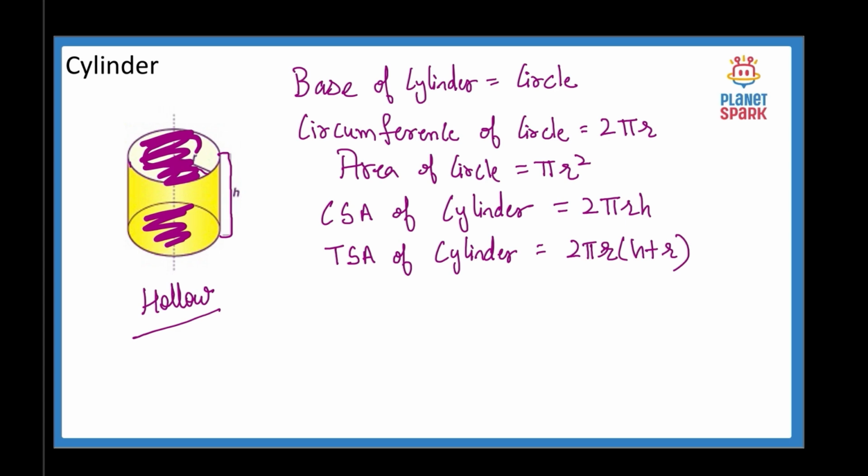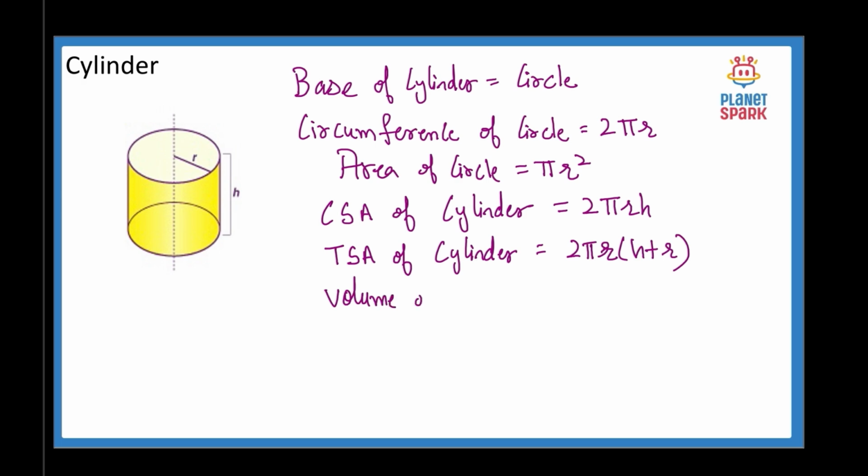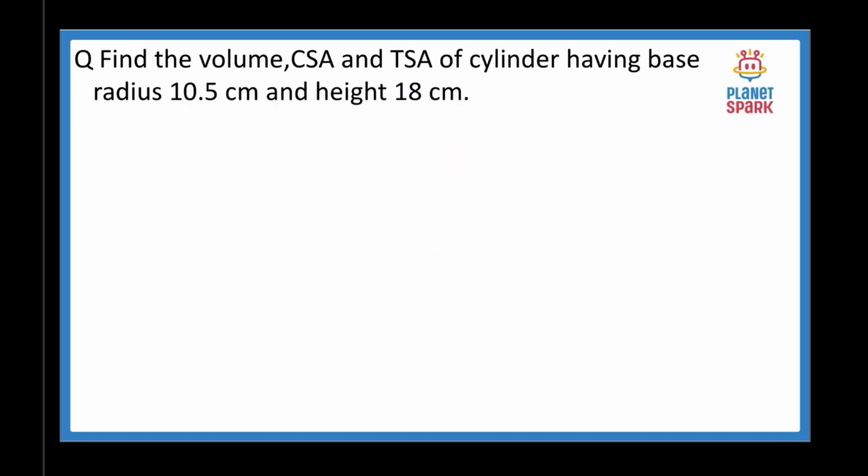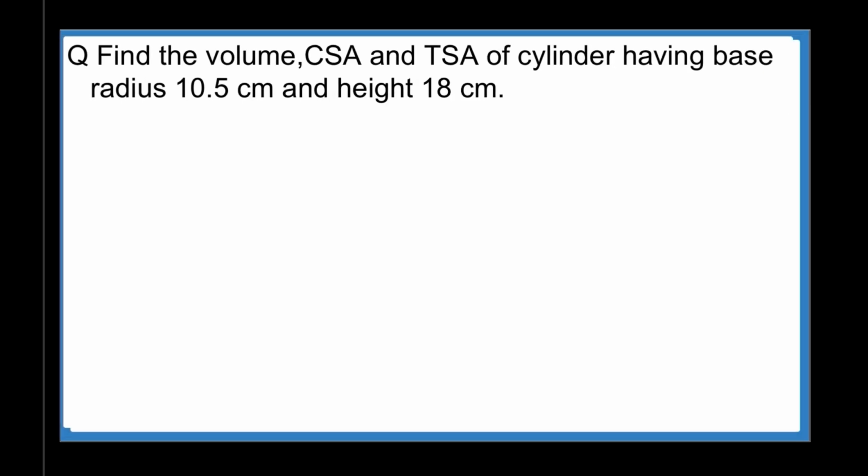Moving on to the concept of volume. Volume of the cylinder is equal to pi r square h. Volume is how much quantity it can hold, how much space is occupied. Supposing I have a Coke can and I have to find out how much Coke is in there, I have to find the volume. But if I have to paint the surfaces, I need to find either CSA or TSA depending upon whether it is hollow or closed. Let's start with the question.